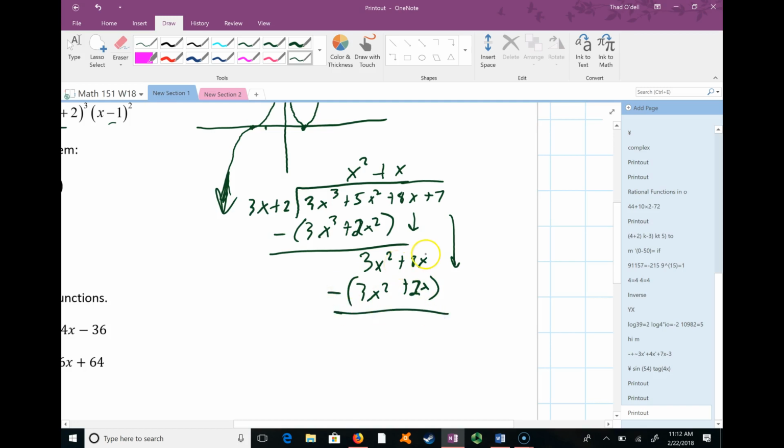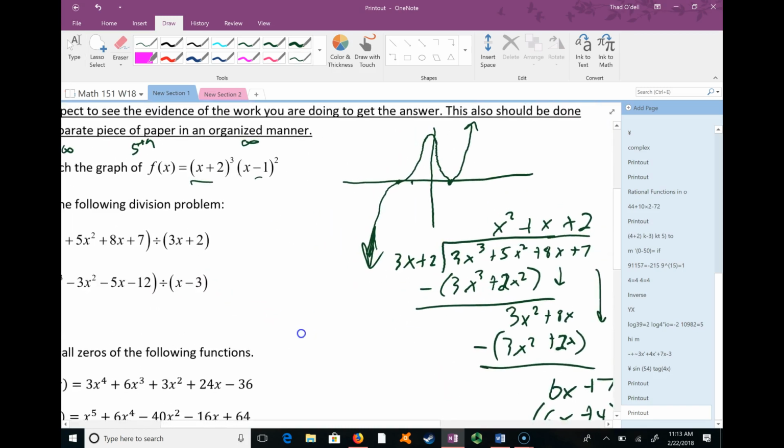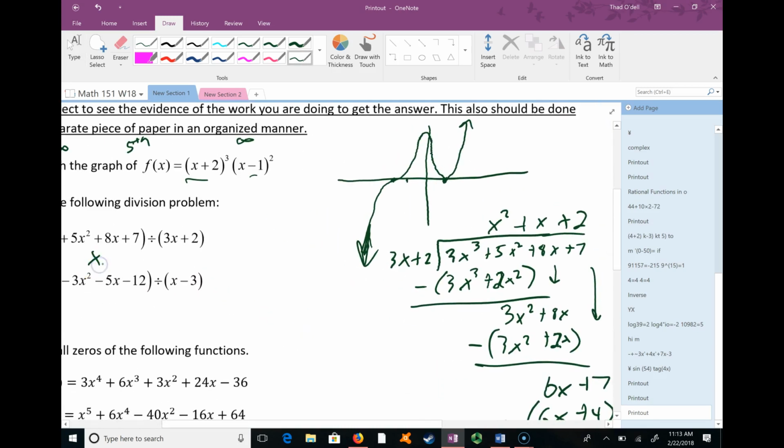Subtract that, and we get 0. 8x minus 2x would be 6x. Bring the 7 down. What times 3x equals 6x? That would be plus 2. 2 times 3x is 6x. 2 times 2 is 4. Subtract that again, and we get 3. So the answer to this would be x squared plus x plus 2. And then the way we write the remainder is we put the remainder, which is 3, over the divisor, 3x plus 2. So that would be the answer.